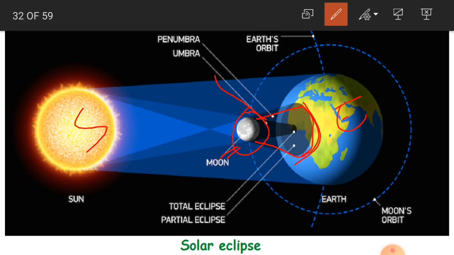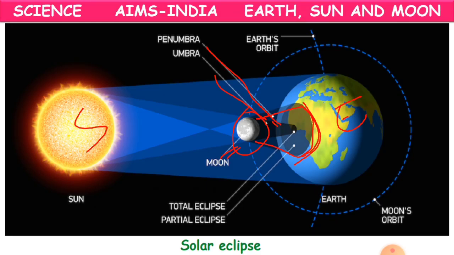The moon becomes completely immersed in the penumbral cone of the earth without touching the umbra. See here, the lines too, they are not touching each other. So without touching the umbra, the moon is going to be completely immersed in the penumbral cone. Okay children, so this is how the solar eclipse occurs. Clear children?